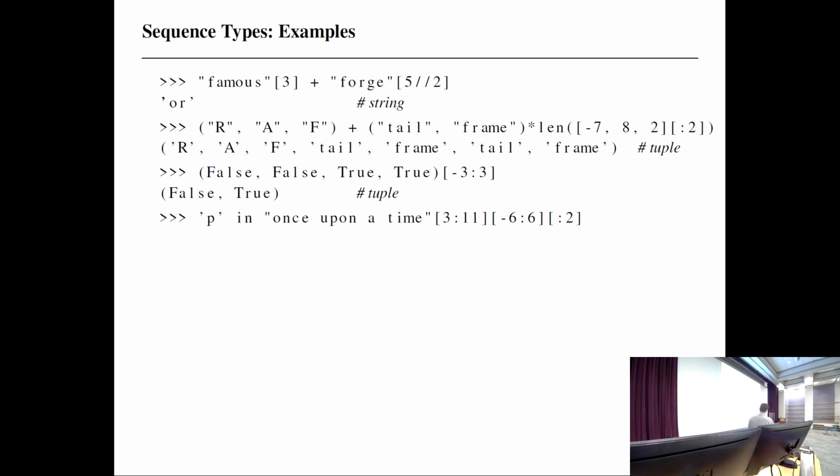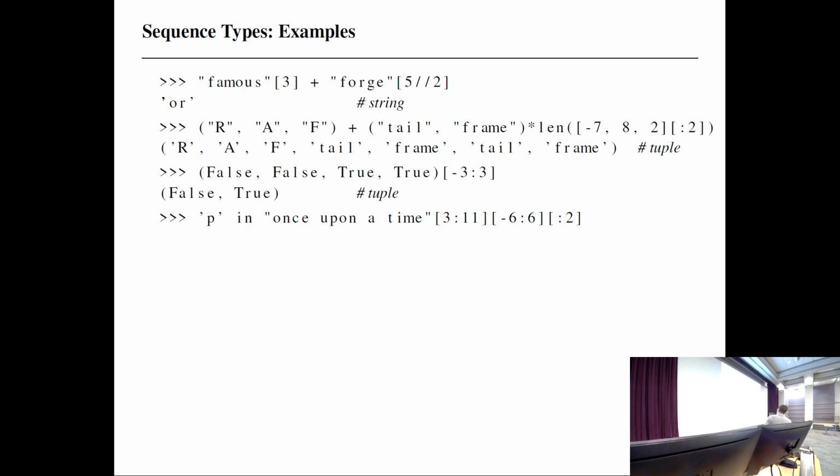Okay. This in is a logical expression on sequences. I want to see if P is in this string. Well, certainly P is in once upon a time. It's right there. But actually, the string here is not the string I'm looking at. I'm looking at the string after I do all this stuff to it. And what's all this stuff?